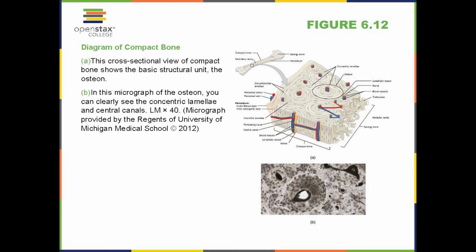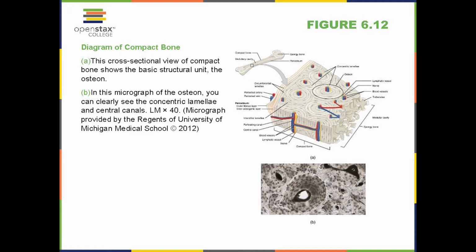And then we see these nutrient arteries, and we'll see holes that are called nutrient foramen in bones where these vessels are going in, okay? And we'll talk about the osteon here in a minute. But that's a typical structure of a long bone.